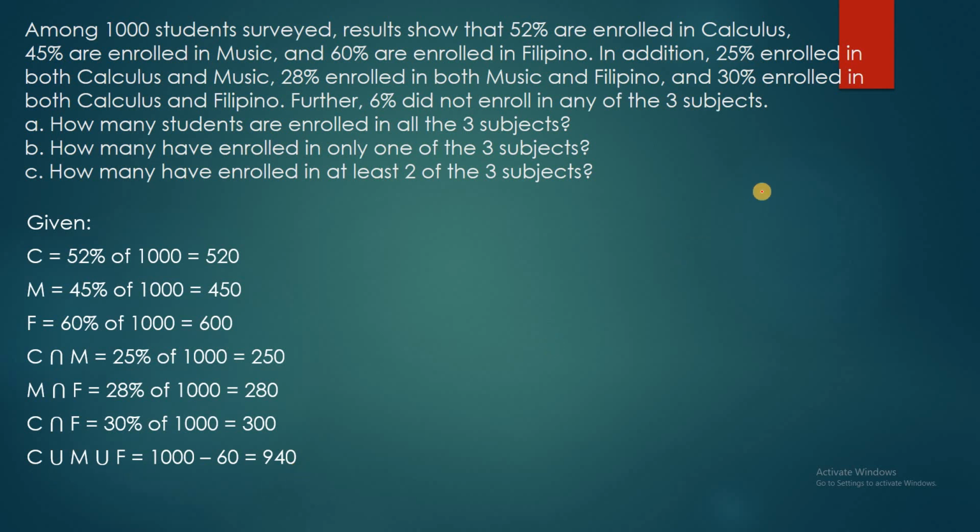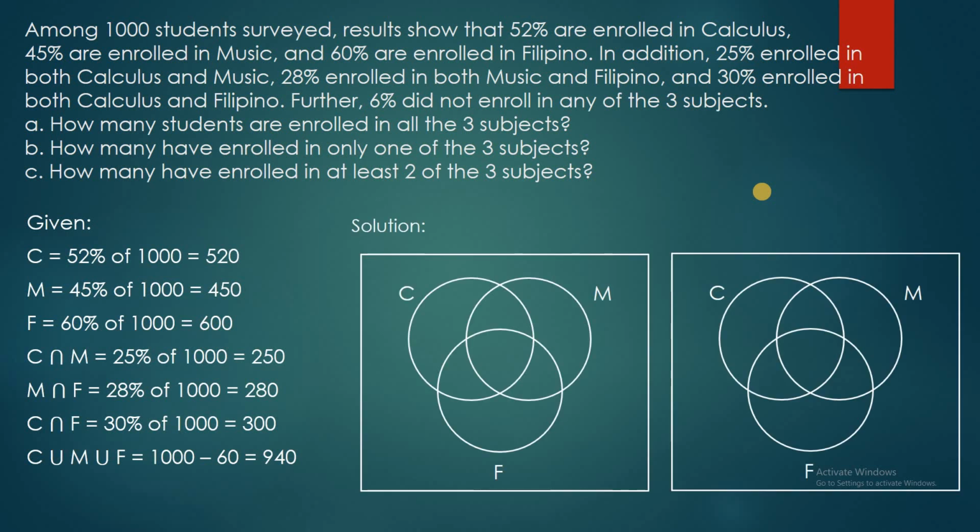So here is my plan for my solution. There will be two Venn diagrams here. This one on the right should be my final answer, and this one on the left should be my solution. Let me reiterate this 6%, which is 60. 60 now should not be inside any of these three sets. And then, of course, the union now of set C, set M, and set F should be exactly 940.